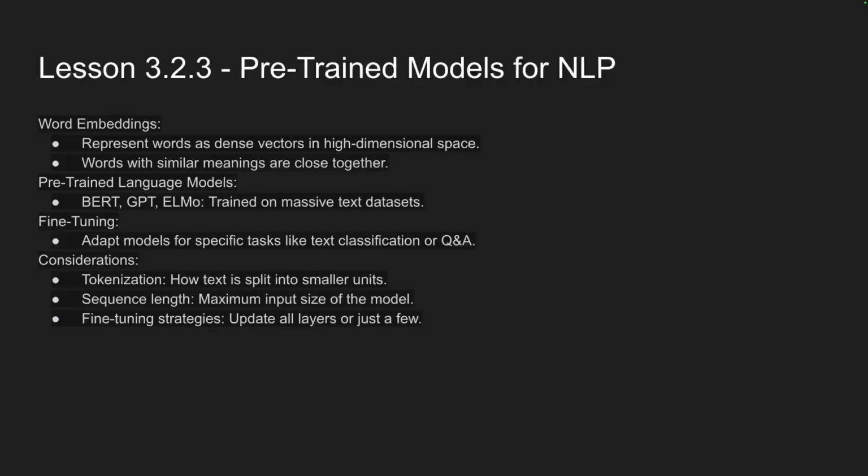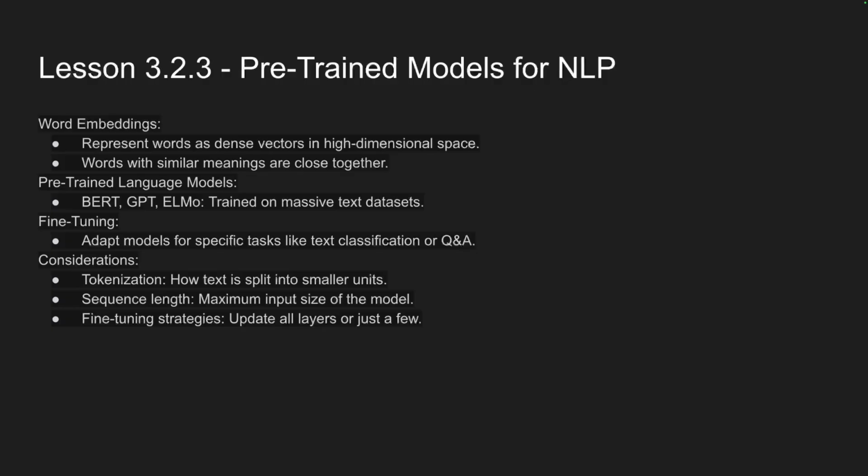So how do we use these models? One common approach is fine-tuning. Let's say you're building a system to classify customer reviews as positive or negative. You can take a pre-trained model like BERT, feed it your labeled data, and fine-tune it for your specific task. The result? A highly accurate model with minimal effort.